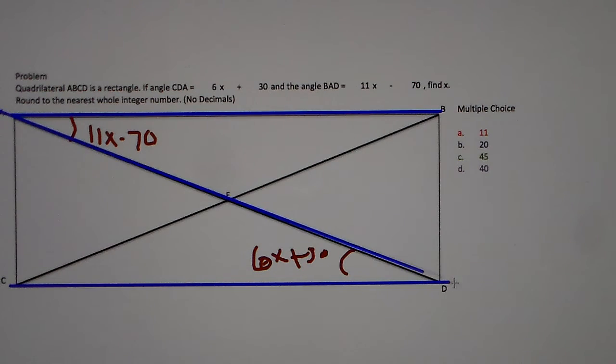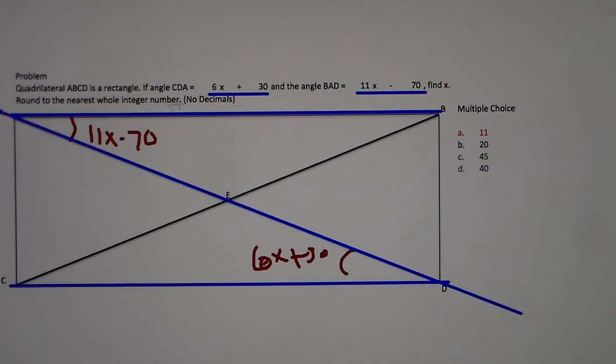Now if I throw a transversal line there, we get all the stuff that we talked about in Unit 2 or Unit 3. This is alternate interior angles, and one of the things you know about alternate interior angles is that they're equal to each other. So we're going to set these expressions equal to each other and solve for x.